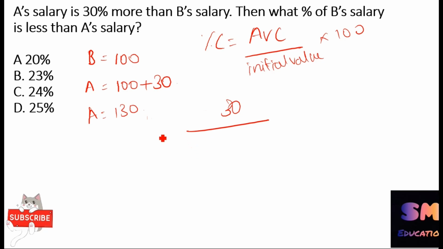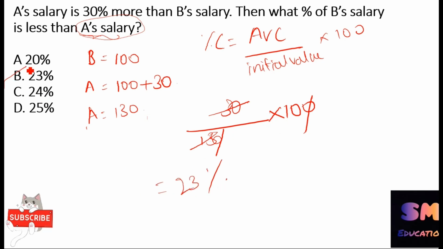This will give you 30. What is the initial value? What they are asking: B's salary is less than A's salary. They are comparing with A's salary. So we have to choose this one as our initial value, into 100. The 0, 0 gets cancelled, and when we calculate, this will give you 23% approximately. So answer option B is the answer, 23%.